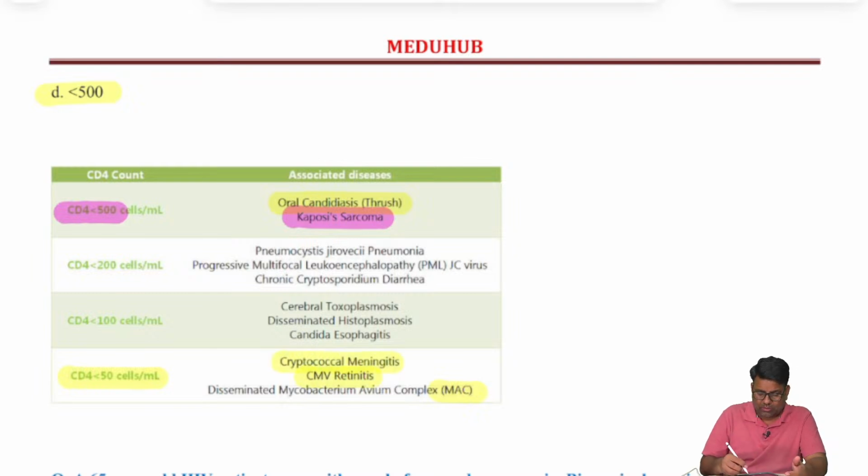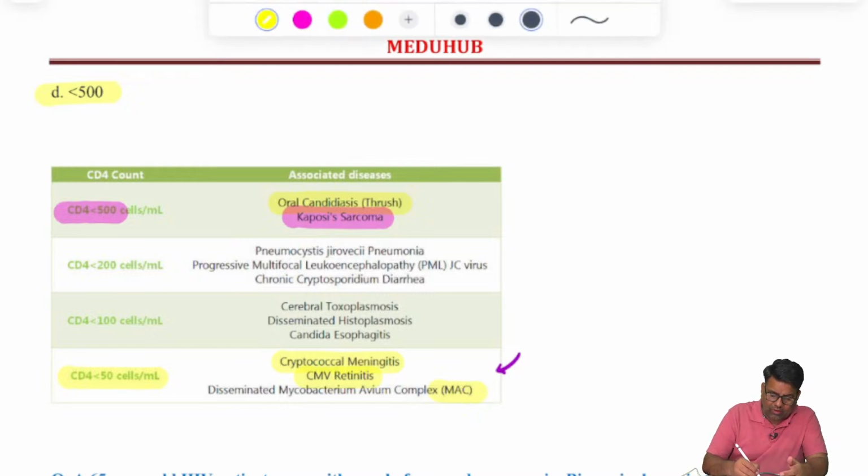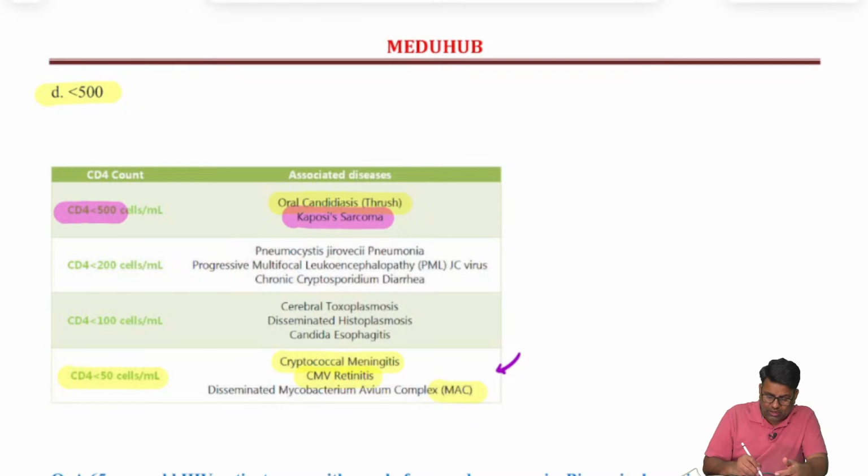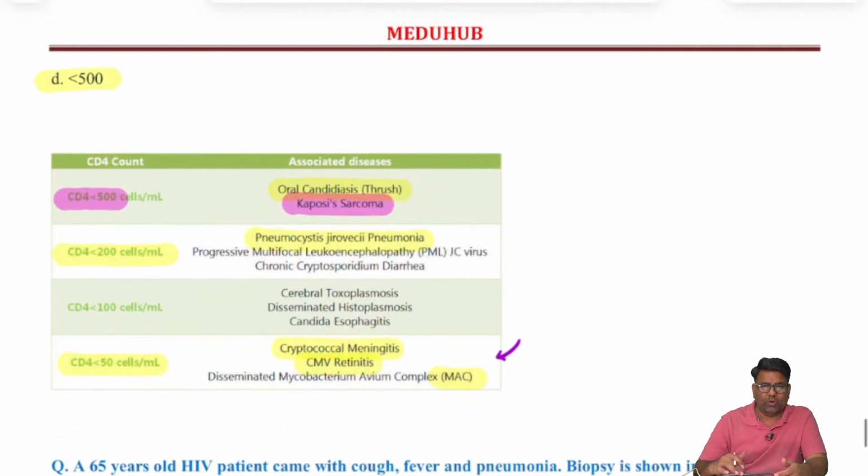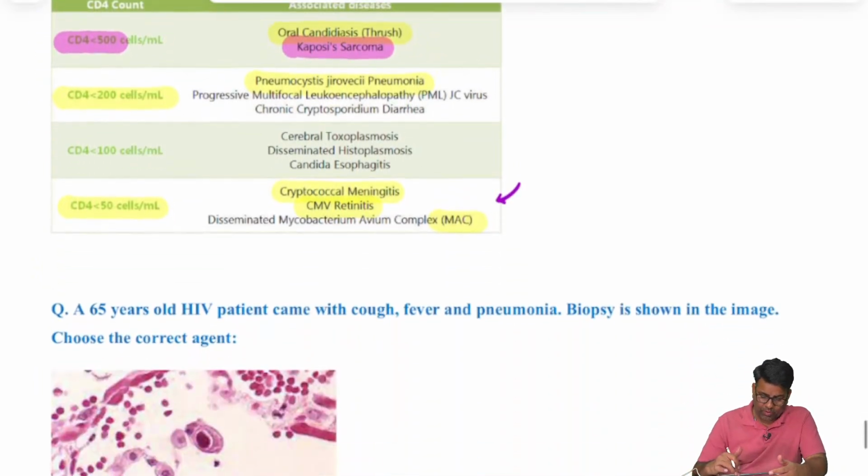So this particular segment is also important in terms of pathology. And we just discussed Pneumocystis jirovecii pneumonia, which is seen if the CD4 count is less than 200 cells per microliter. Just remember these 3-4 conditions, which are very important from the exam point of view.